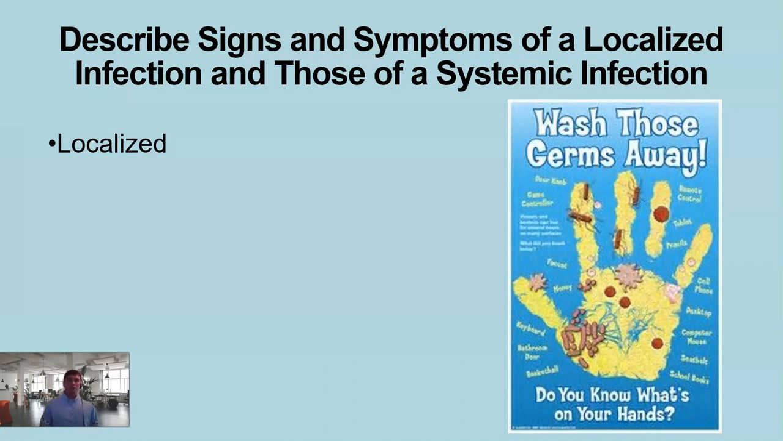So if inflammation becomes systemic, now we're talking about things such as fever, chills, malaise or generalized weakness, increased heart and respiratory rate. We may note lethargy, altered mental status, and all the way up to tenderness or even enlargement of lymph nodes. So now we're talking about systemic signs of infection.